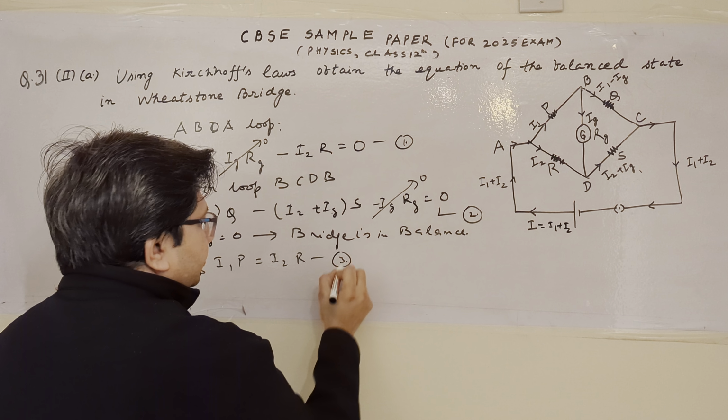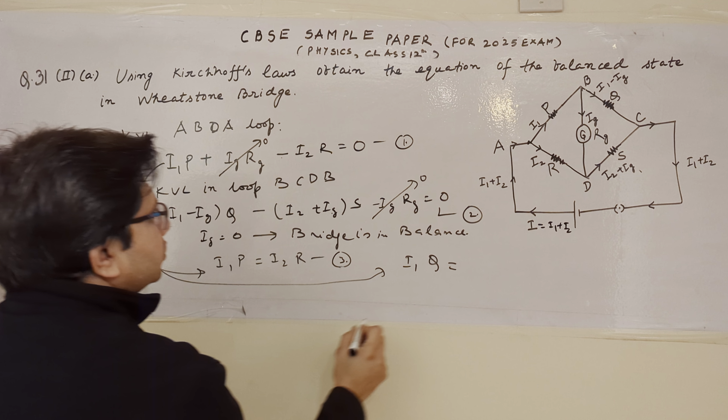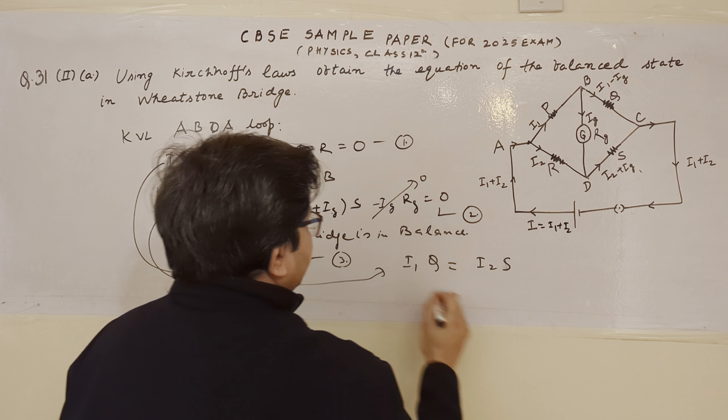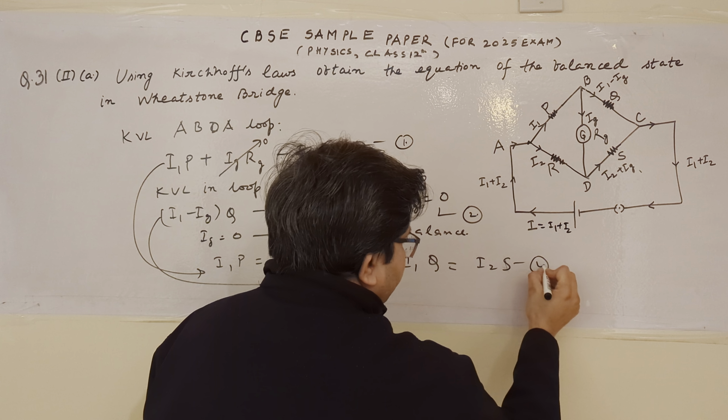Similarly, equation 2 modifies as I1Q is equal to I2S, by putting Ig equals to 0 at each and every place. Call it as equation number 4.